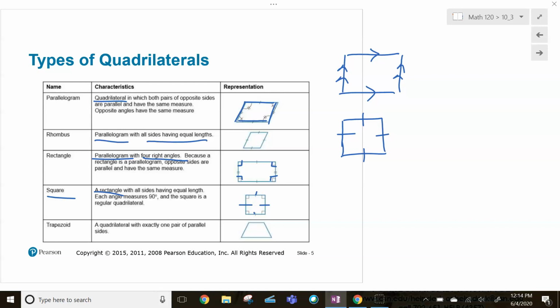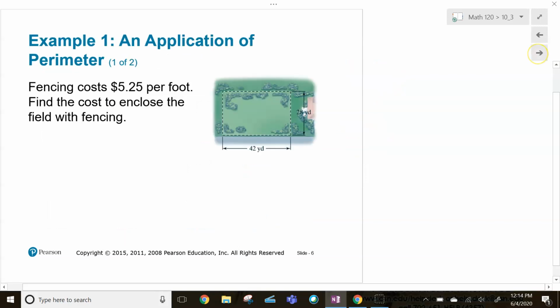And then finally, a trapezoid. A trapezoid is a quadrilateral, and it's only got one pair of parallel sides. So notice those two sides are parallel, but these ones here are not parallel. So that's a trapezoid. Let's do an application with perimeter here. We've got fencing that costs $5.25 per foot. So what would it cost to enclose this field with fencing?